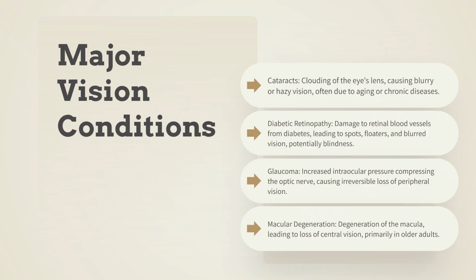Cataracts are that clouding of the eye lens. They cause blurry or hazy vision. They're usually an age-related process, and when they get bad enough, you can see them.